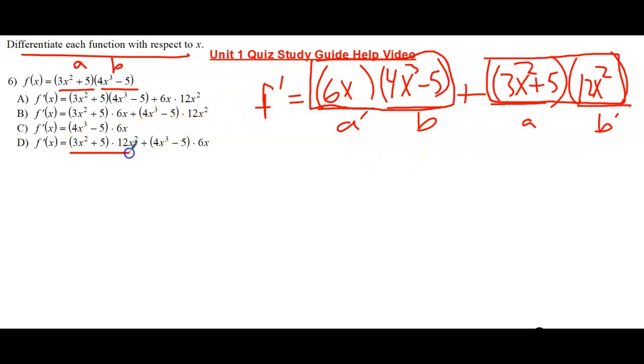Here I see that 3x squared plus 5 is being multiplied by 12x squared. That's this guy. And over here we have 4x cubed minus 5 is being multiplied by 6. That's this guy, so D would be our answer. So it is in a little bit of a different order than what I had written, but the order is not important so much as the groupings there of the factors. All right, let's go ahead and move on to number 8.